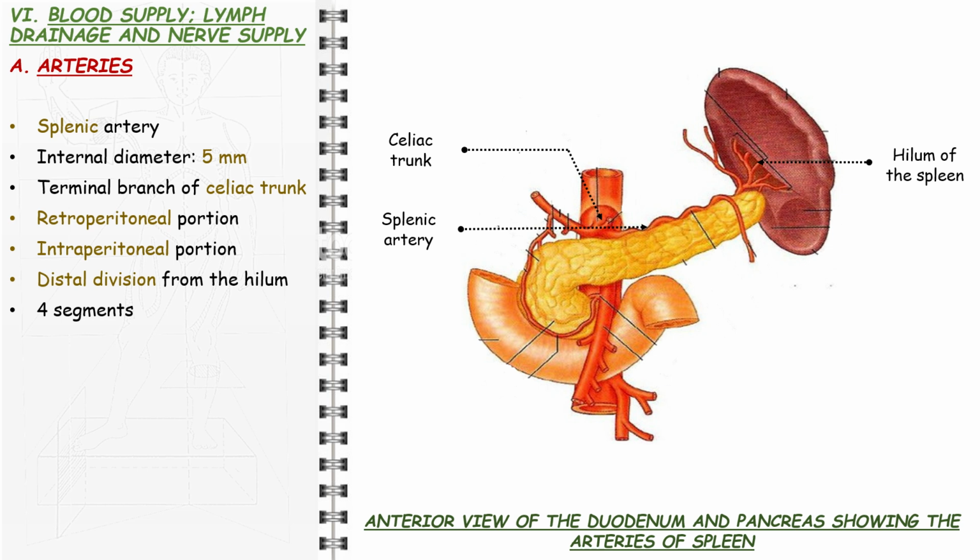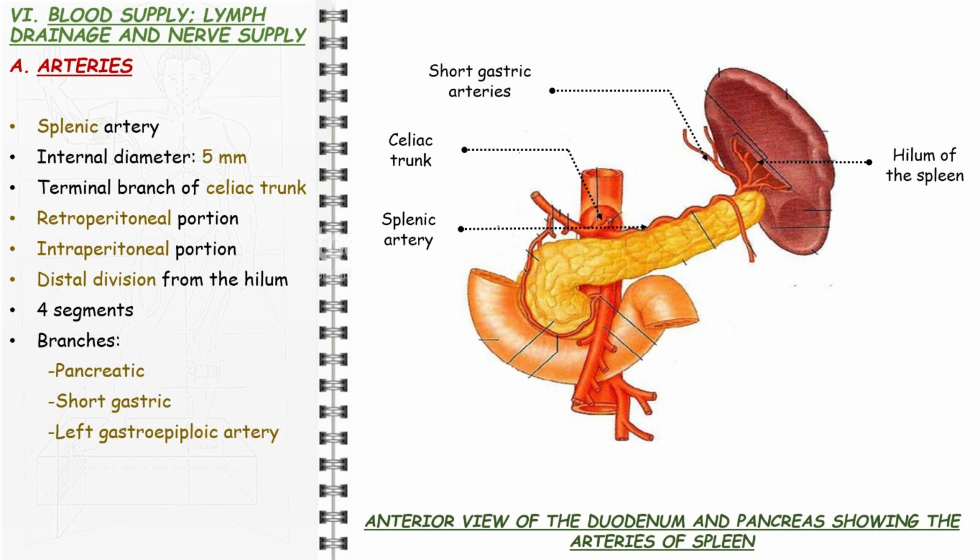The splenic artery gives rise to pancreatic arteries supplying the body and tail and anastomosing with the circles of the head, short gastric arteries and the left gastroepiploic artery participating in the arterial circle of the greater curvature.